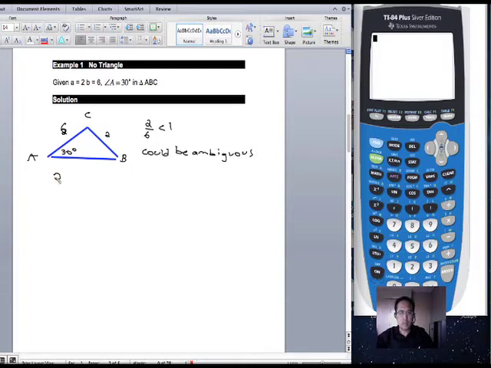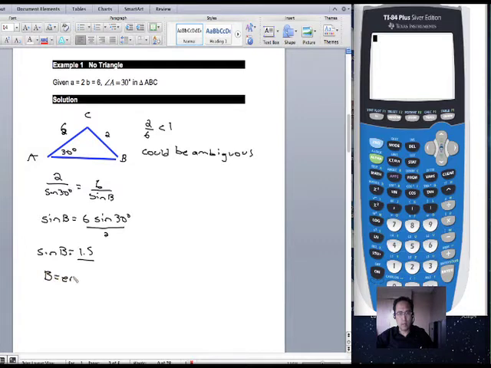So let's set it up with sine law. Sine A over 2 equals sine B over 6. Sine B is going to be equal to 6 sine 30 degrees, all divided by 2. Sine B is equal to 1.5. So you see a problem here already: the sine function was made with a unit circle, and the most it can go to is 1. So when you punch this into your calculator, you're going to get an error.